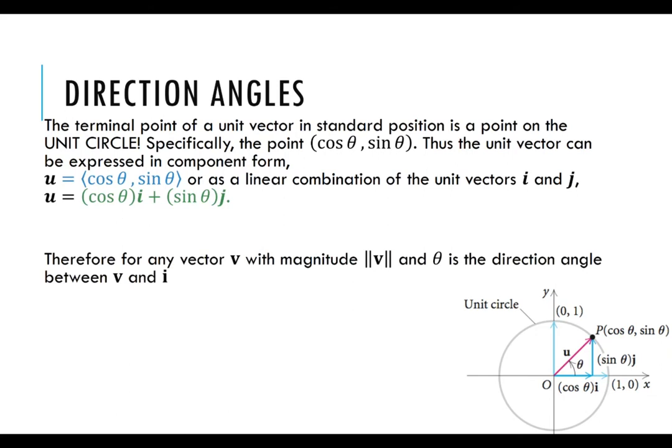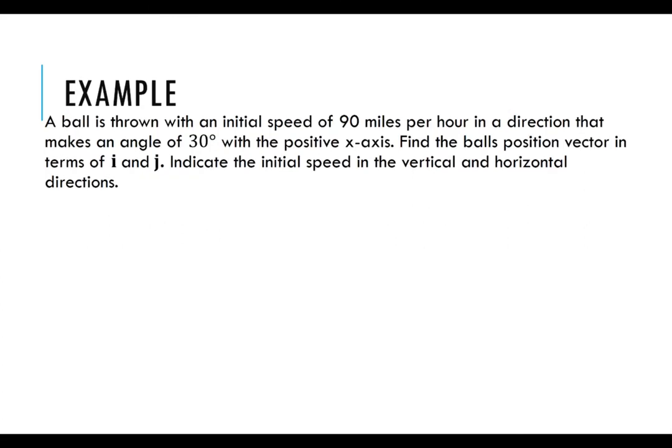Well, therefore, for any vector v with magnitude, the magnitude of v, and theta the direction angle between v and i, we get that the vector is equal to the magnitude of v times its components, cosine theta i plus sine theta j. This is identical to what we were looking at with polar coordinates. So, let's say that a ball is thrown with an initial speed of 90 miles per hour in a direction that makes an angle of 30 degrees with the positive x-axis.